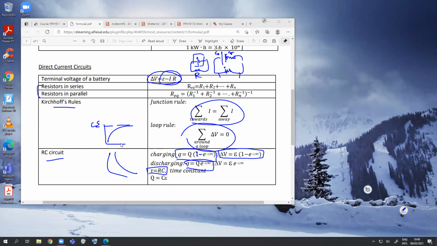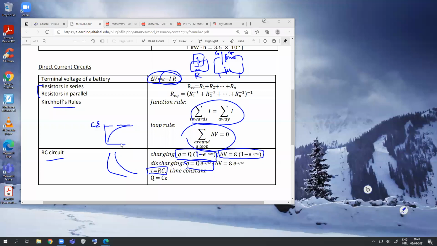So the charge will become 0.632 times its maximum charge after one time constant. One time constant is different for different circuits, depending on what your R and what your C is. Very good. Right. Then discharging is similar, but it is an exponential decrease, not increase. So you should look at the 1 minus, and there is no 1. It's just e to the power minus t over tau.